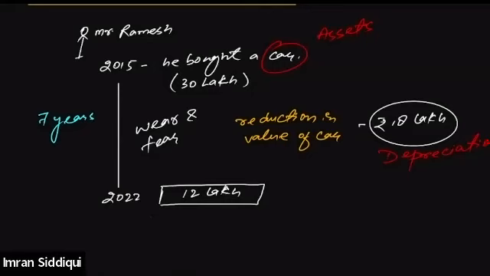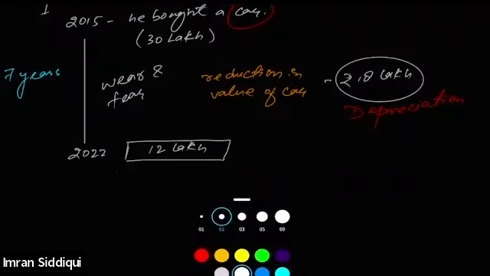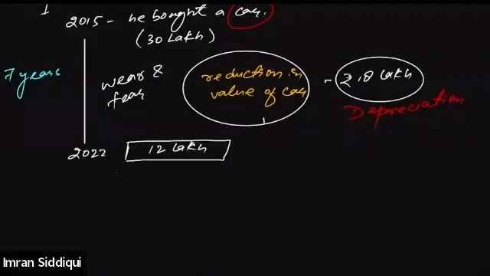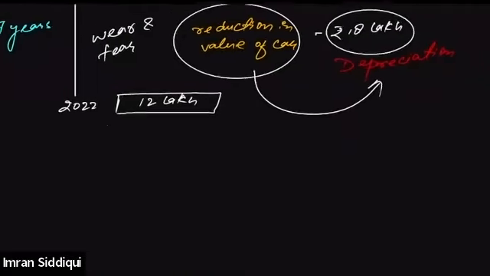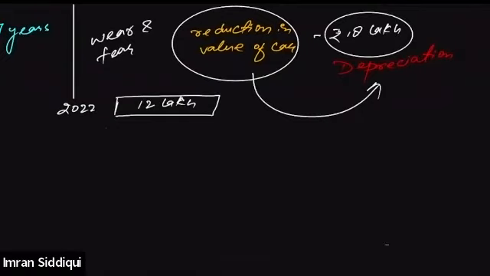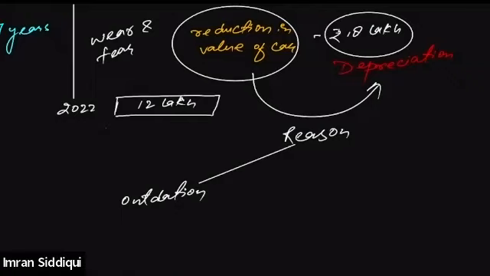So what I'm trying to explain is that the reduction happening in the value of the asset will be called depreciation. But when it comes to the reason why there is a reduction in the value of the asset, the reason could be anything. Reason could be outdatation of the asset over a period of time because of the evolution of technology, because better technology is now available in the market. Or because of wear and tear of the product. Why will the product wear and tear? Because of the usage of the product over the period of time.